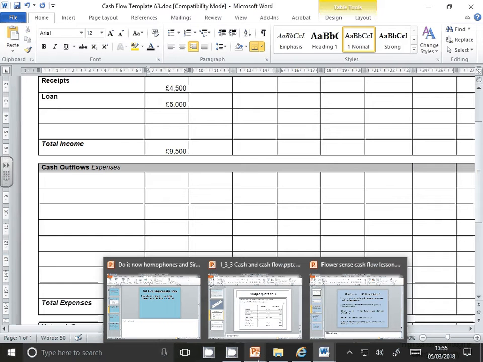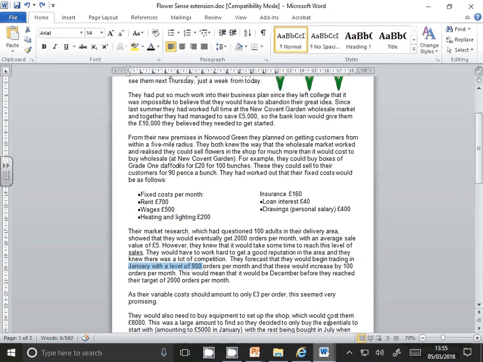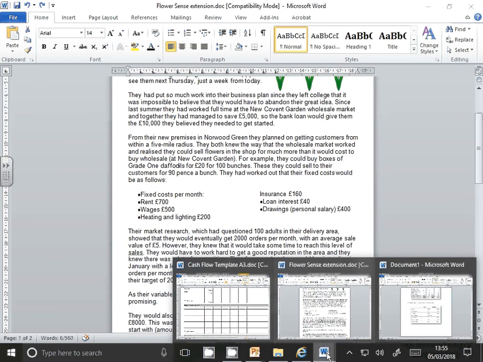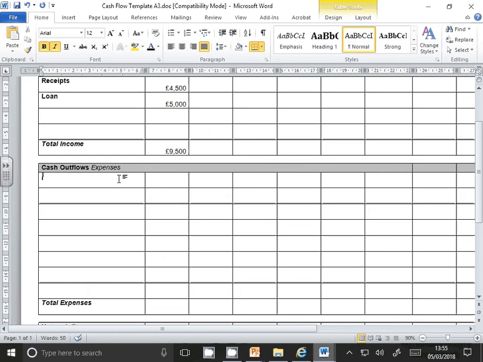Now, the expenses can be split into fixed and variable costs. Let's have a look at the fixed costs first of all. These are all listed here, and because these aren't going to change, I could put this across the whole cash flow. So rent is £700. Let's go and get that in. So rent is £700.